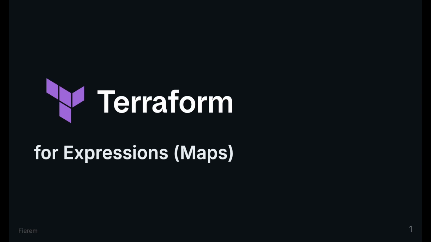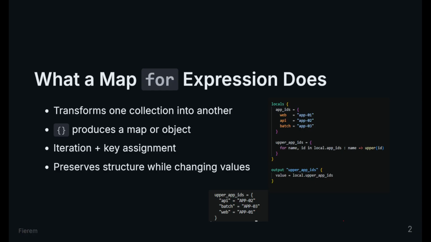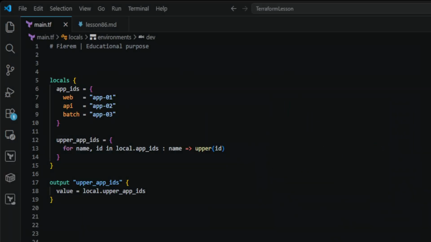For expressions, maps. A map for expression takes an existing collection and builds a new value by iterating through each element. Terraform defines for expressions as a way to transform one complex value into another complex value.